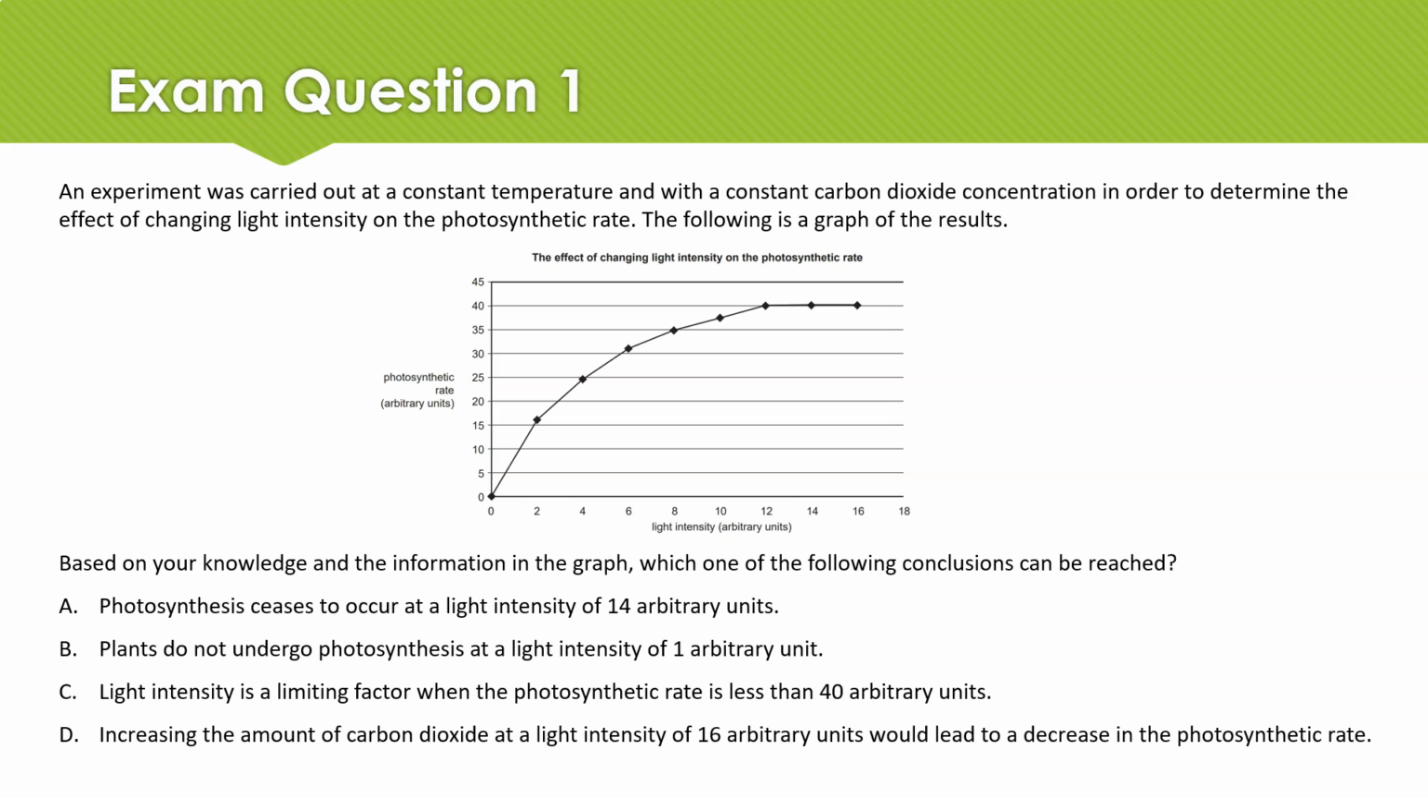A. Photosynthesis ceases to occur at a light intensity of 14 arbitrary units. B. Plants do not undergo photosynthesis at a light intensity of 1 arbitrary unit. C. Light intensity is a limiting factor when the photosynthetic rate is less than 40 arbitrary units. And D. Increasing the amount of carbon dioxide at a light intensity of 16 arbitrary units would lead to a decrease in the photosynthetic rate. So take a moment, pause the video and work out your answer, and you can then check your answer by watching the answer video linked in the description box below.